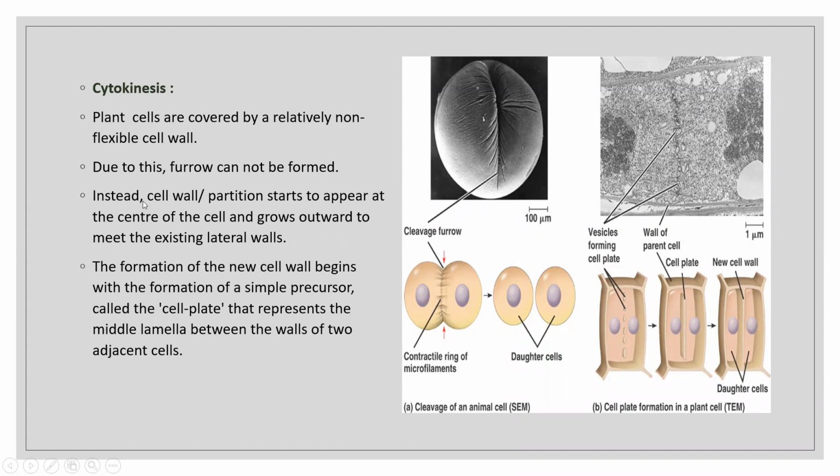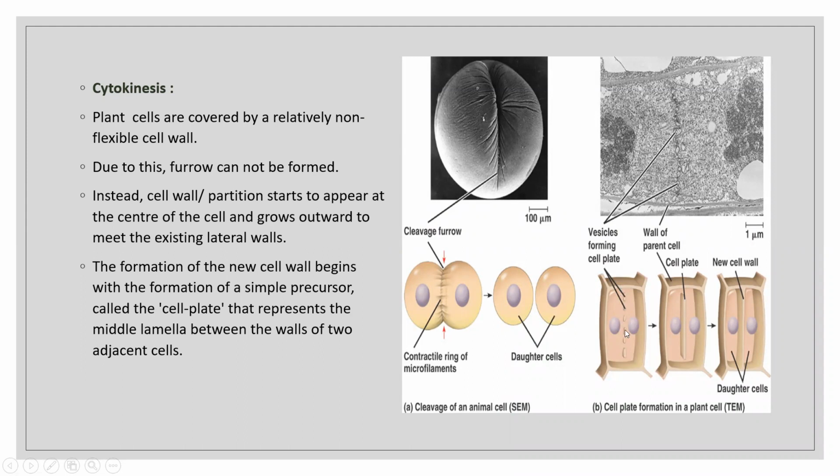Instead of a furrow, what happens? A cell wall or partition starts to appear at the center of the cell and grows outward to meet the existing lateral walls. You can see initially a cell partition starts to appear. You can see a vesicle forming the cell plate. So initially a cell plate is formed, and a partition starts to appear.